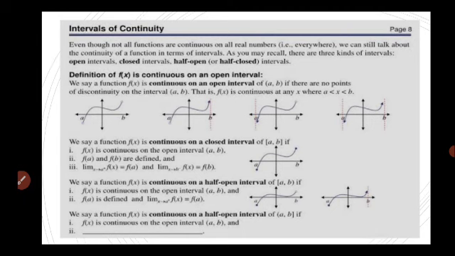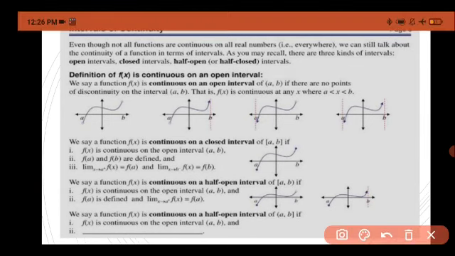Definition of f(x) is continuous on an open interval. We say a function f(x) is continuous on an open interval (a, b) if there are no points of discontinuity on the interval (a, b). That is, f(x) is continuous at any x where x is greater than a and smaller than b. Okay, so you can observe the graphs also.